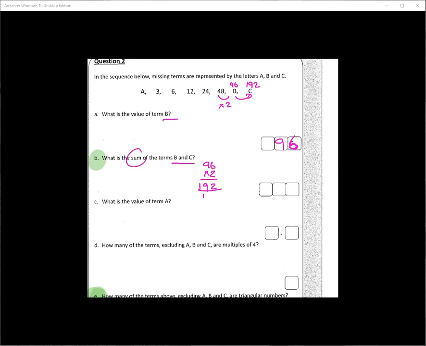So you have to work out C first. And then it asks, what is the sum? What does the word sum mean? The word I'm looking for is add. The sum of terms B and C is B add C. So you've got 96 add 192. That's the calculation they want you to make. Can you work the calculation for me, please? 6 add 2 is 8. 288, because we've got to add up these numbers here, B and C.